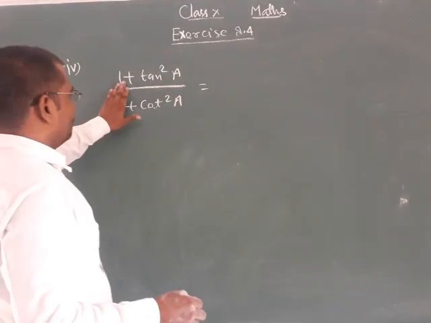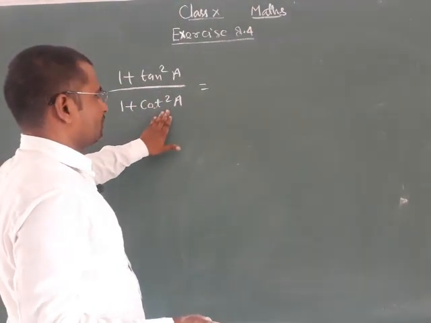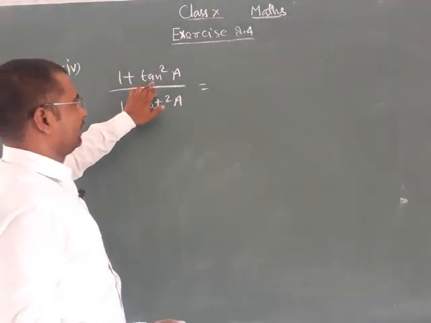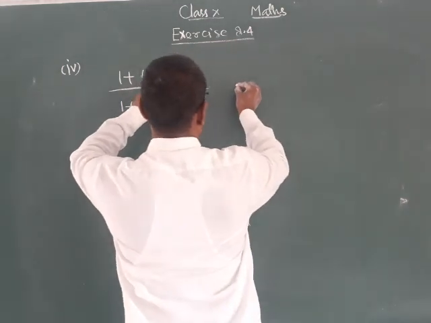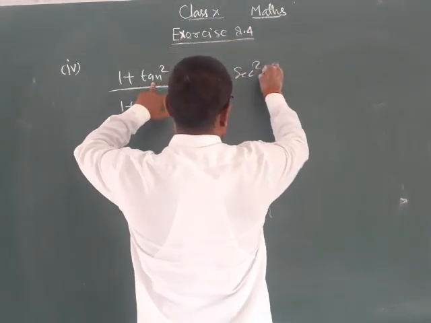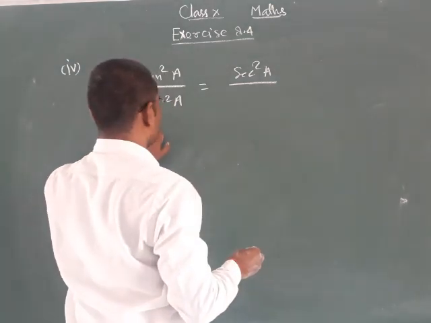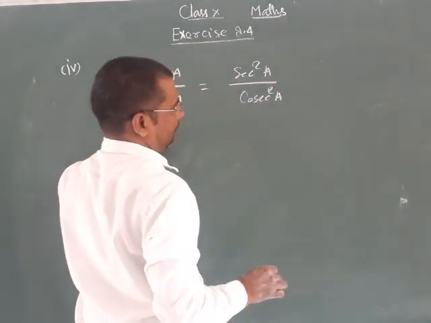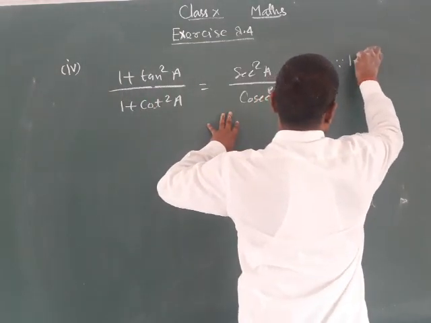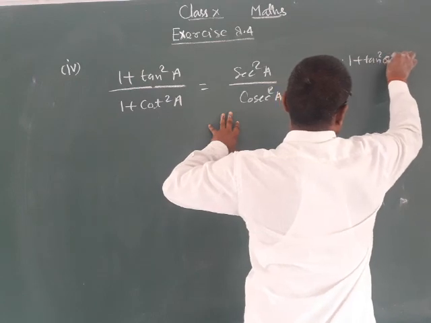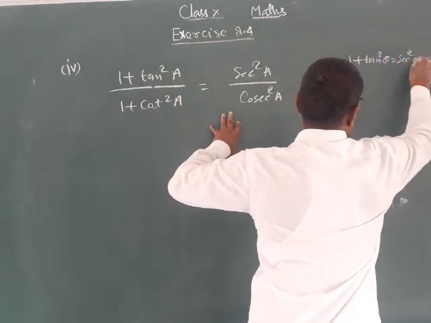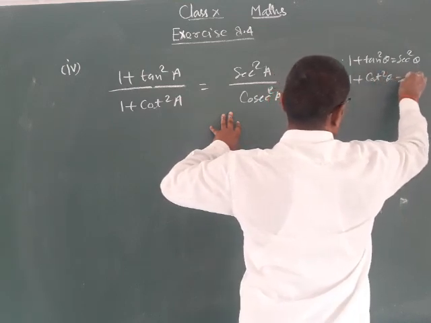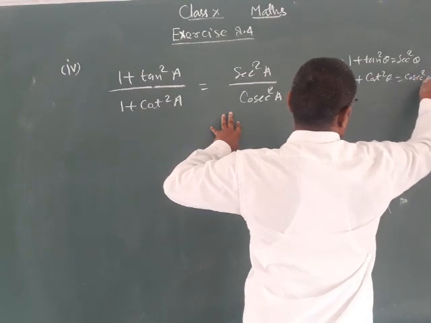Fourth part, 1 plus tan square a upon 1 plus cot square a. So we know that by identity 1 plus tan square a is sec square a, and upon 1 plus cot square a, this is by identity cosec square a. Since 1 plus tan square theta is equal to sec square theta, and also 1 plus cot square theta is equal to cosec square theta.